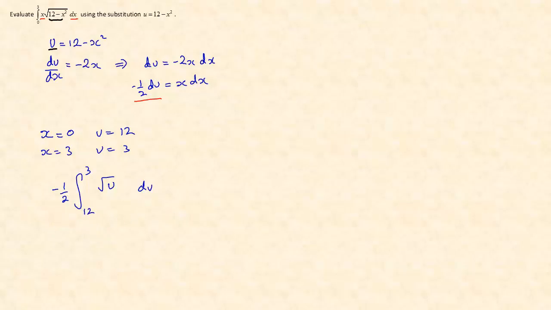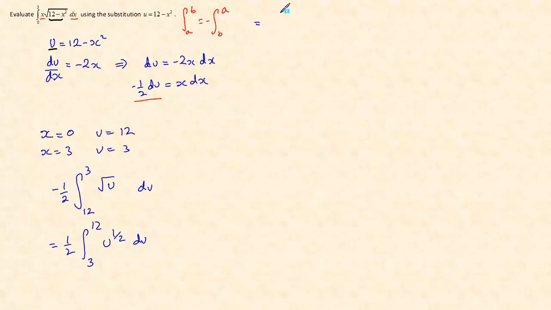Now, one thing you should know is that if you integrate from a to b, it's the negative of the integral from b to a. So we can switch the limits and lose this negative. So that's a half integral from 3 to 12 of u to the half du.